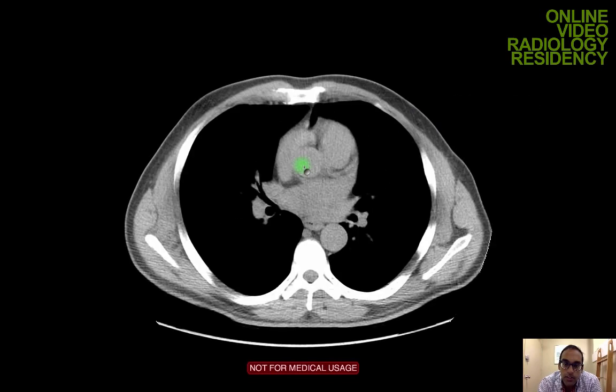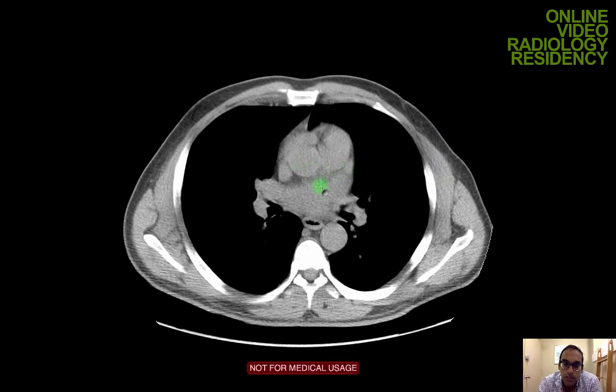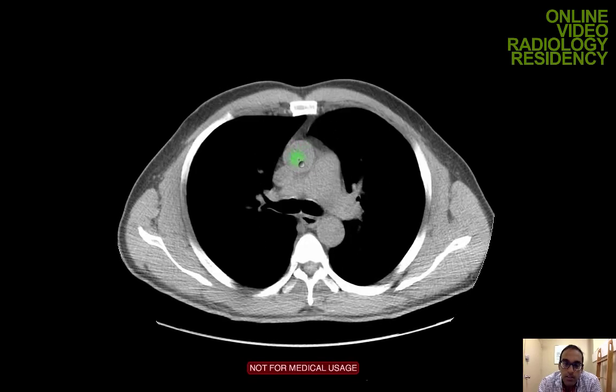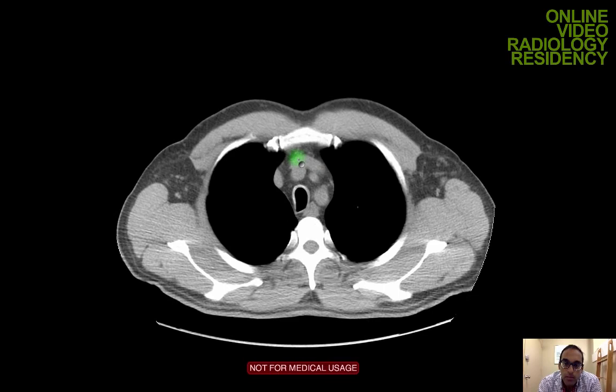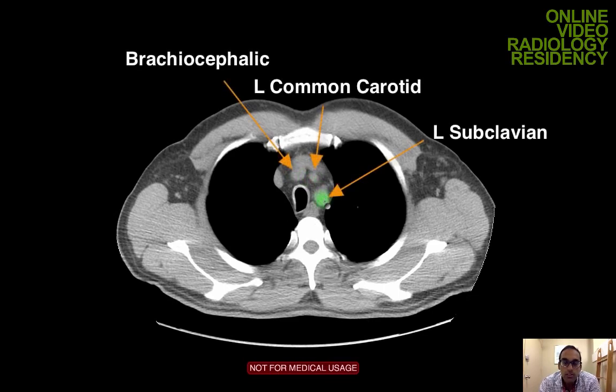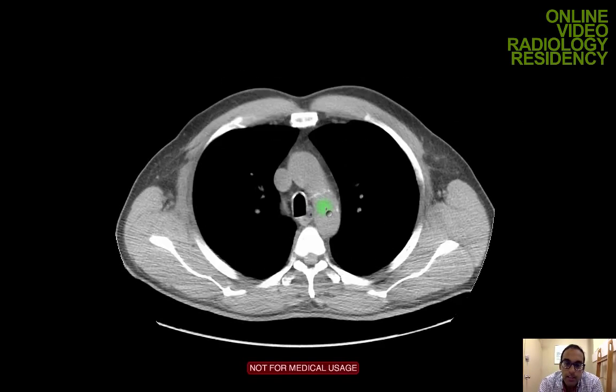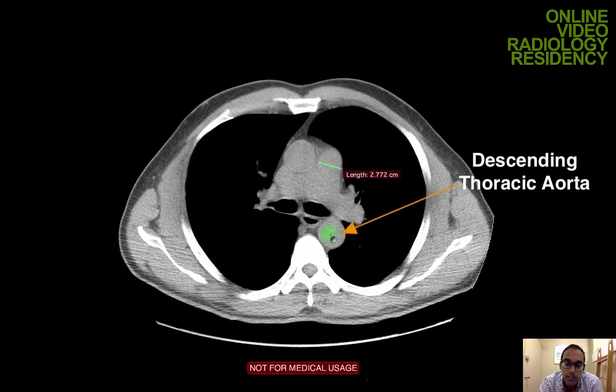There's the right coronary artery. This was the left coronary artery here. And as I keep coming up, I can see the ascending thoracic aorta here anteriorly. It comes up here to give off the 3-vessel arch, the normal anatomy here: brachiocephalic, left common carotid, and the left subclavian. And I keep coming down here, and then I can follow the descending thoracic aorta.